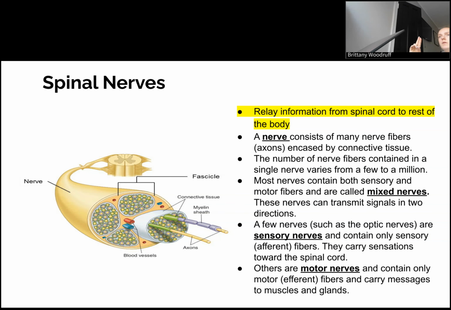Most nerves, however, are going to have both sensory and motor. These are called mixed nerves. They are going to both carry information towards the CNS as well as away from the CNS, aka towards the spinal cord as well as away from the spinal cord.